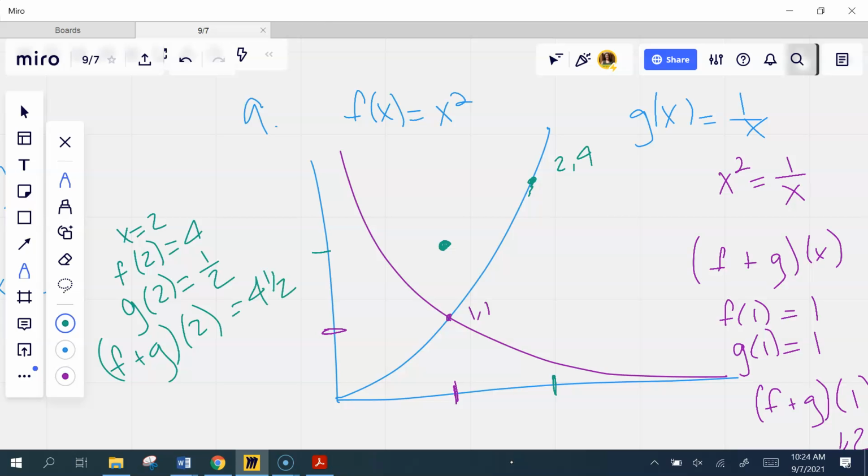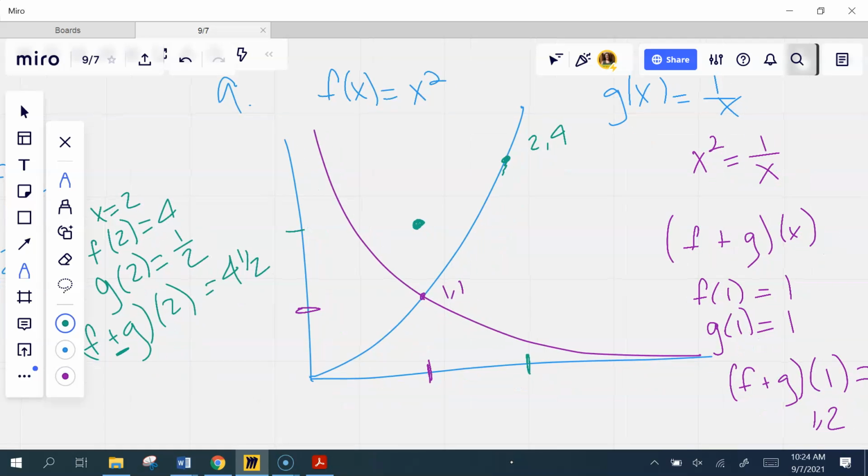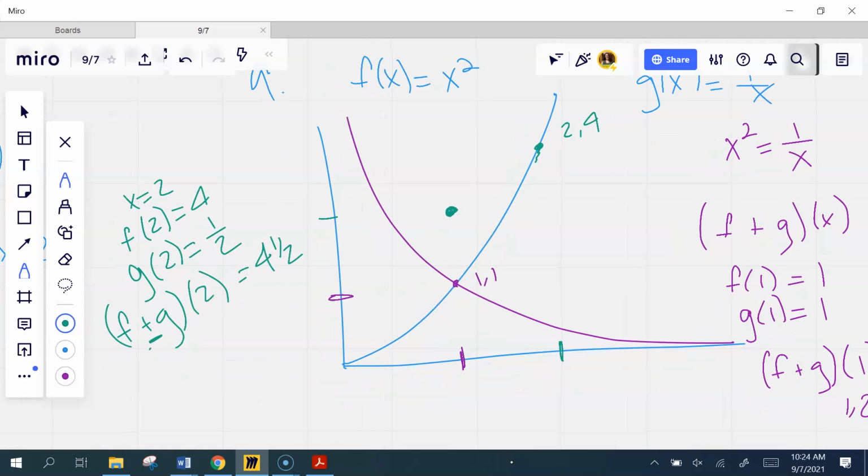Add them together, right? It's 4.5. You don't do 4.5 plus 4 times 2. We're not multiplying, it's just to add. So it's f plus g of 2, or you could say f of 2 plus g of 2 is what we're doing, right? So this would be 2, and then it's going to be up to 4.5.